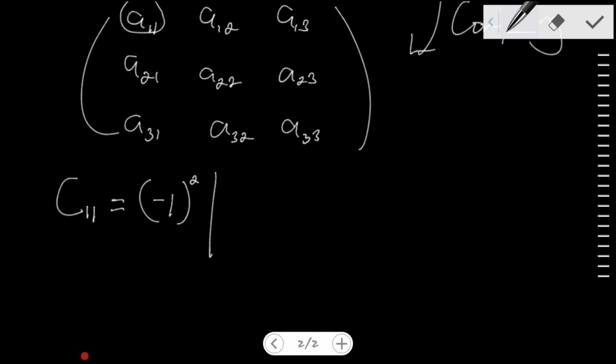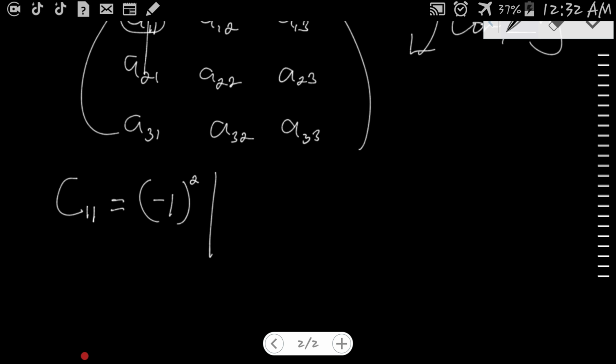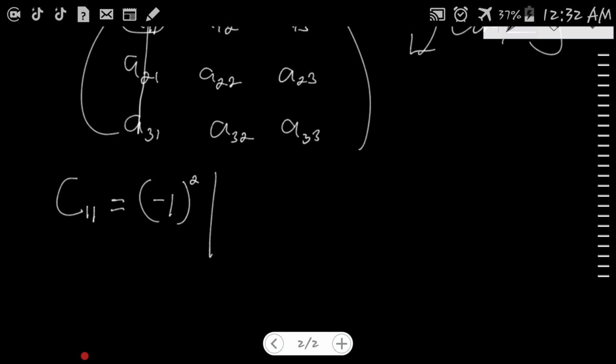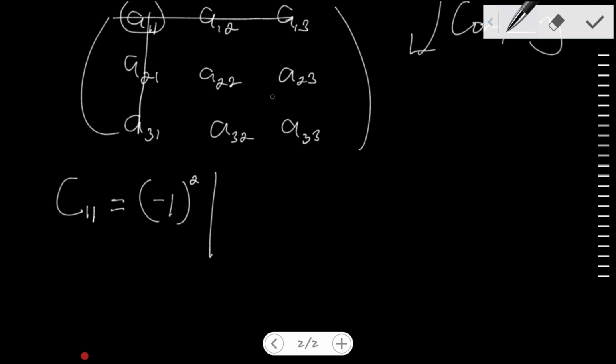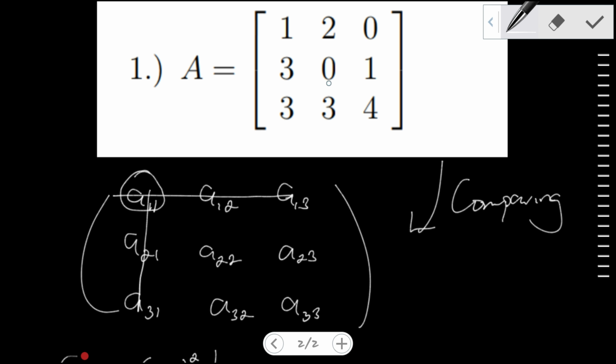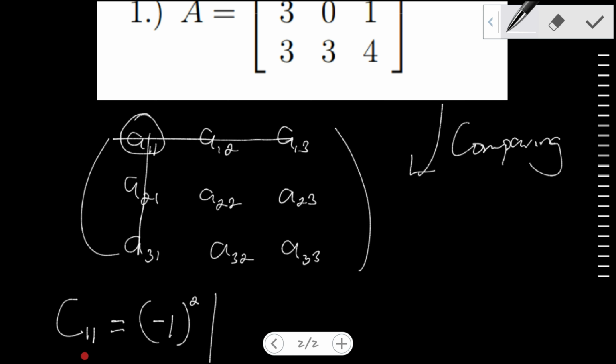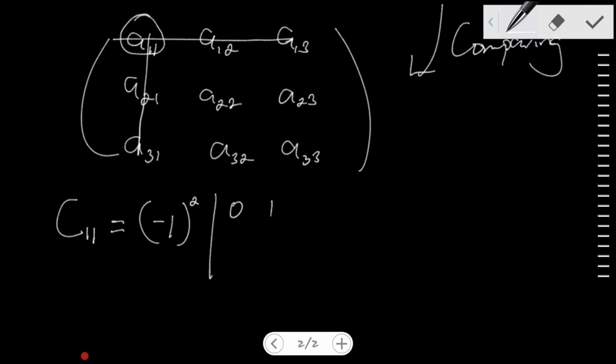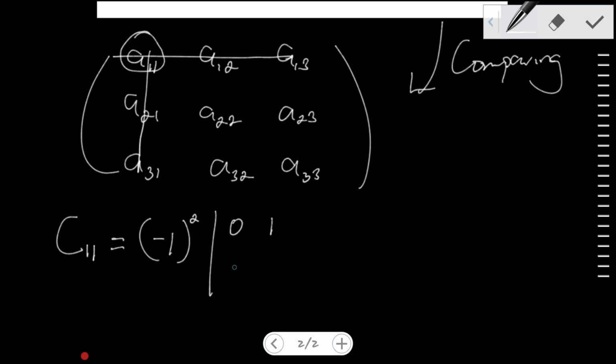If we are to form a minor matrix, remember I told you that since A11 is in the first row, we eliminate that row. At the same time, we eliminate the column that has it. Then our minor matrix has A22, A23, A32, A33. That means up here, I'm having 0, 1, 3, 4.